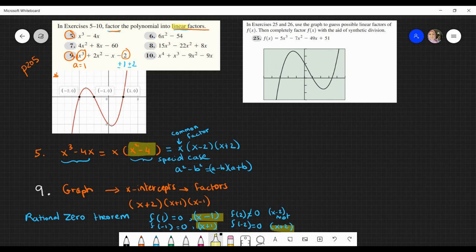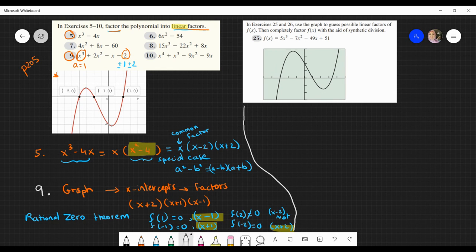So again, just to recap, when you have a cubic that doesn't have a common factor, it makes things harder. If you have a graphing calculator, perfect, that's all you need. You graph it and you look at the x-intercepts and you make the factors out of the x-intercepts. If you don't have a graphing calculator, you can simply look at the constant, take the factors of the constant, plug them in. The ones that give you 0 are the ones that would give you a factor according to the factor theorem. Now let's take a look at 25.